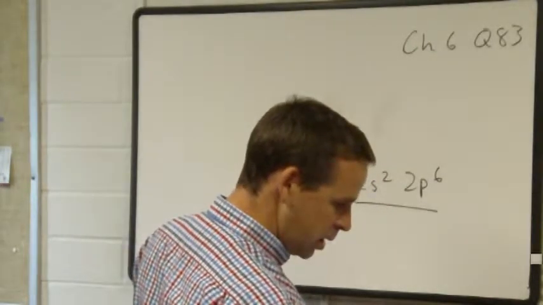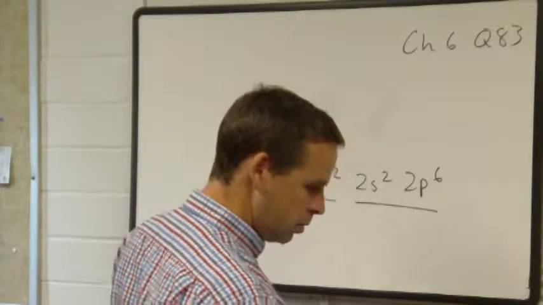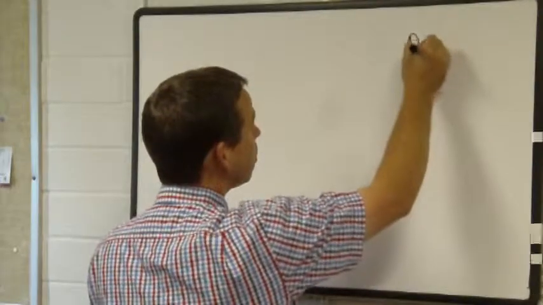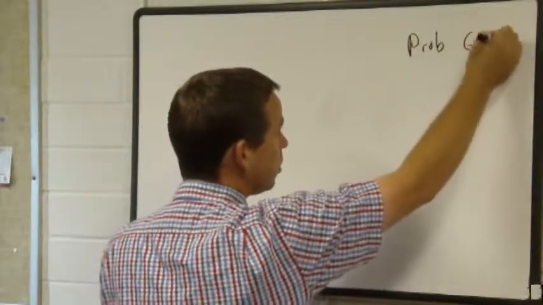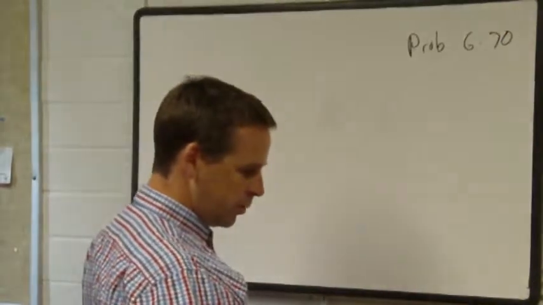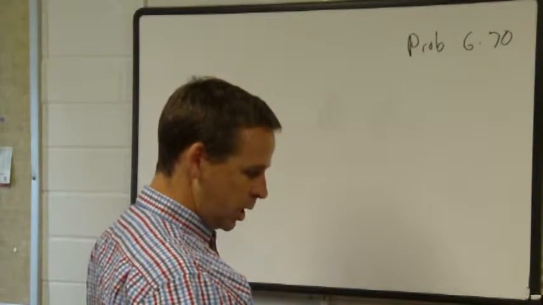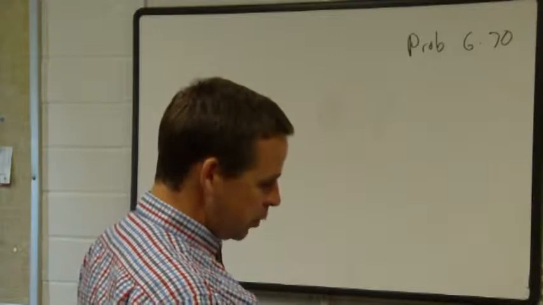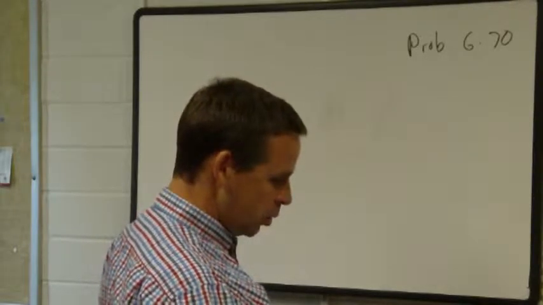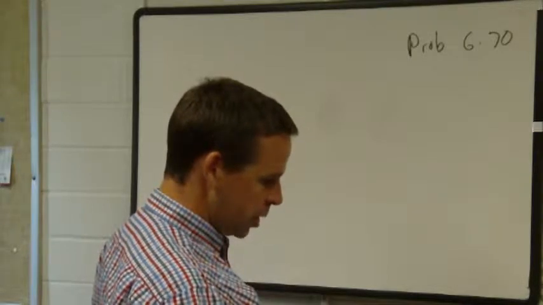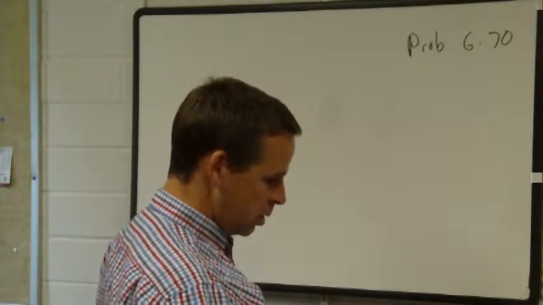All right. The next one. Problem 6.70. Write the condensed electron configuration for germanium, gallium. Express your answer in condensed form in order of increasing orbital energy as a string without blank spaces between orbitals, for example, like that. Okay?